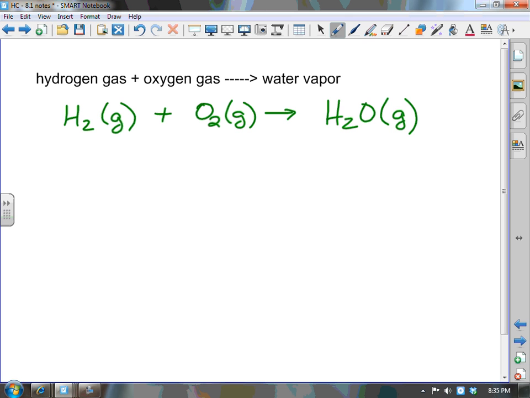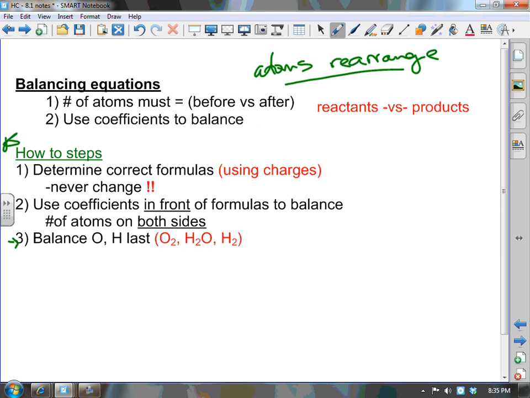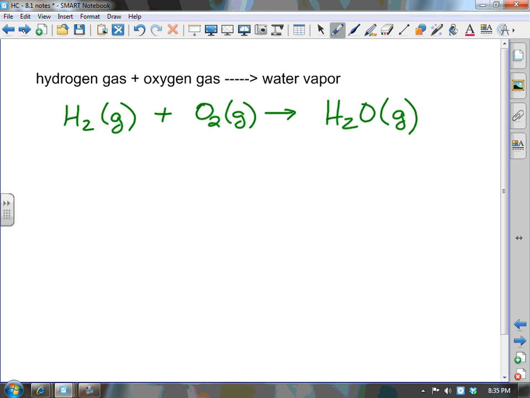Okay? So we've done the first step here. Determine the correct formulas and don't change them. H2 plus O2 makes H2O. Now, right off the bat, you say, wait a second, I have two oxygens on the left. Where did the other one go? We're not done yet.